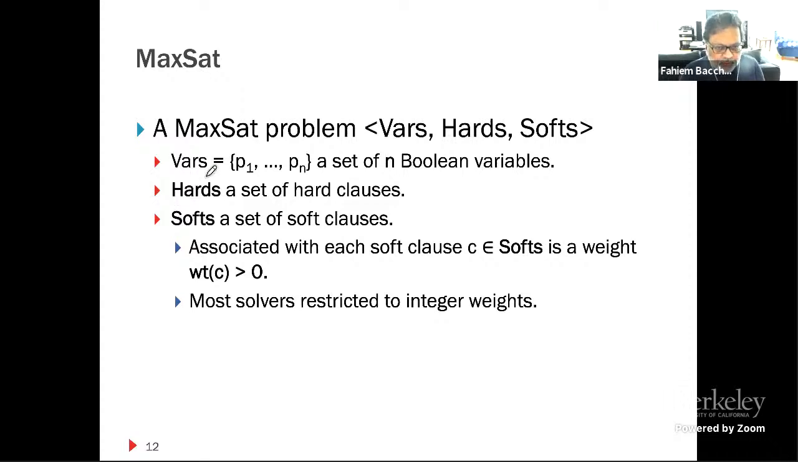So in MaxSat, what you have again is a set of propositional variables. And now you have two sets of clauses, a set of hard clauses and a set of soft clauses. And associated with every soft clause is a weight that is positive, or greater than 0. And most of the MaxSat solvers are restricted to integer weights, but not all of them.